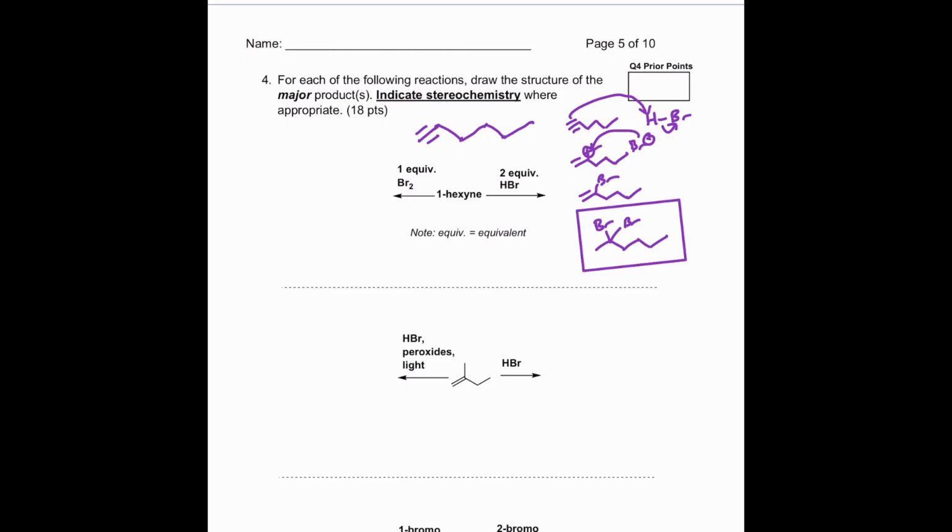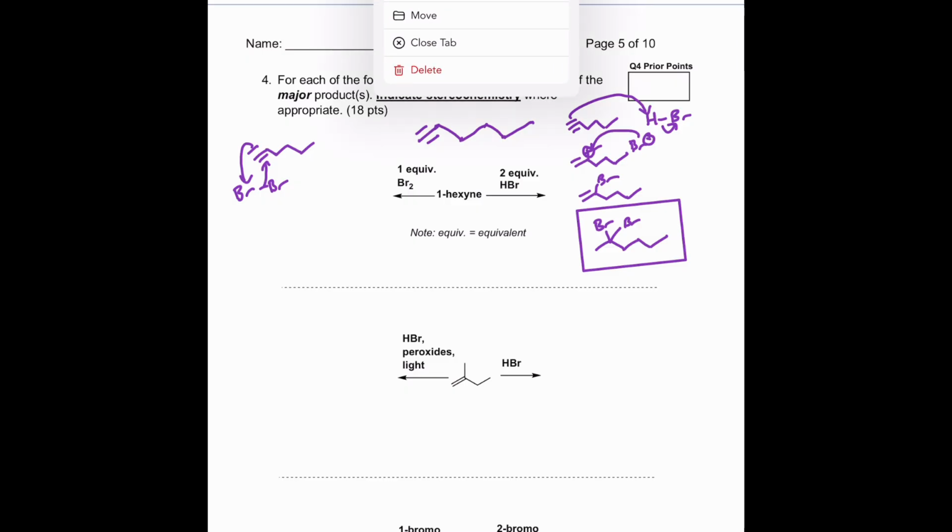And then for 1-hexene, we're going to have 1 equivalent of Br2. So comes the Br2. Our triple bond is going to attack the Br, and at the same time, it's going to give these electrons to there. It's going to basically attack right back to the double bond.